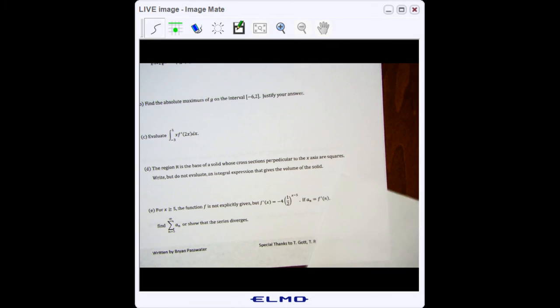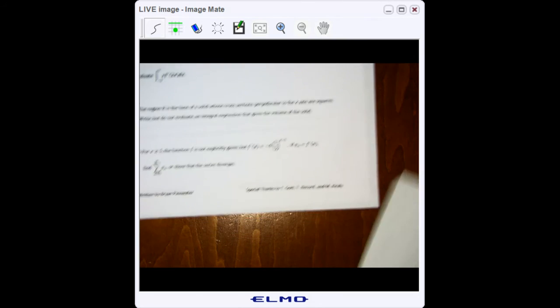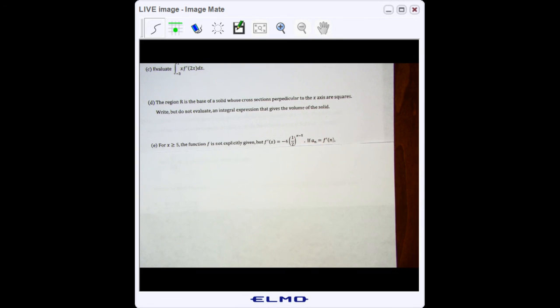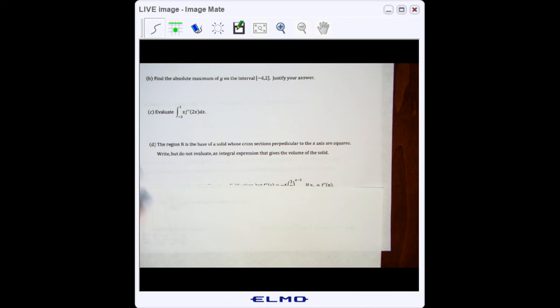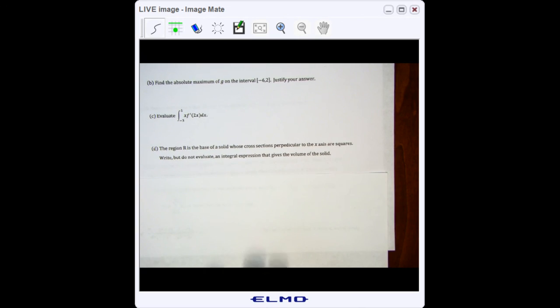All right, the last 2 parts of number 2 here, hopefully those are pretty easy. D: the region R is the base of a solid. Use cross sections that are squares. Write an integral expression to give the volume of the solid.